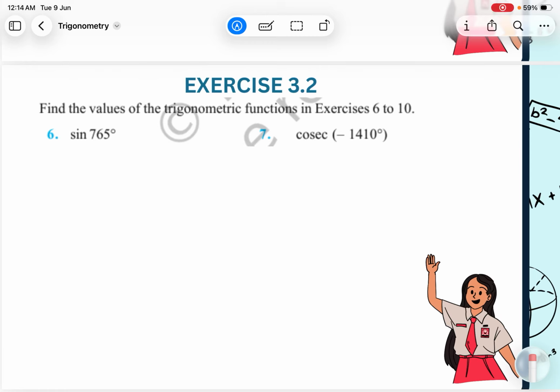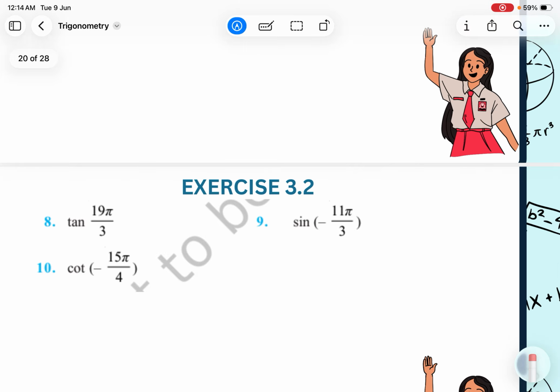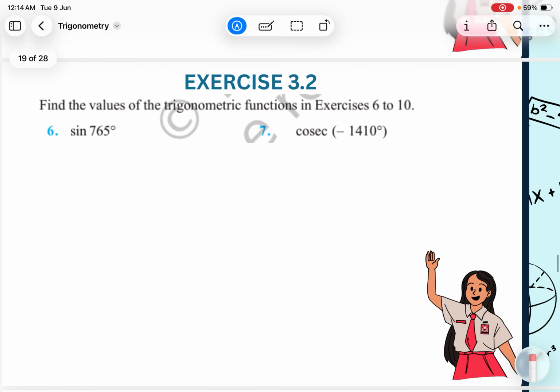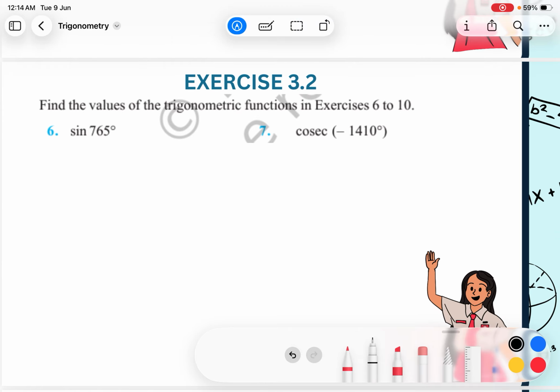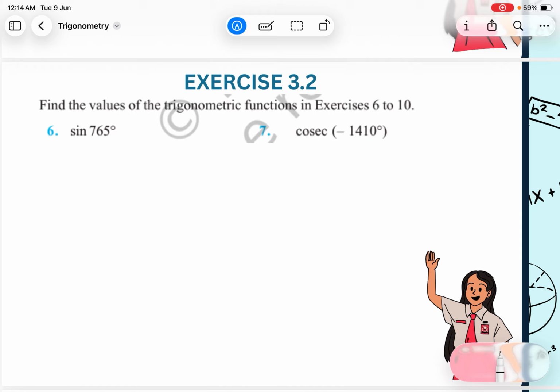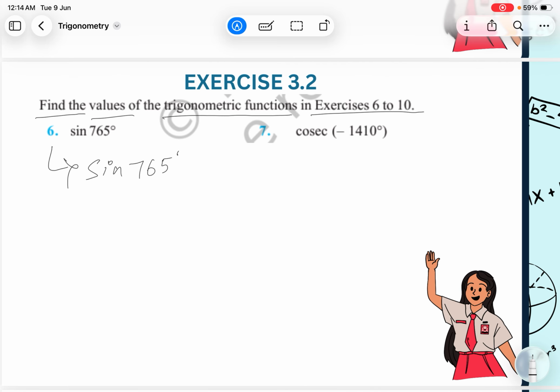Hello everyone, welcome back to the third video on the topic of trigonometry, where we are going to solve question number 6 to question number 10. Let's attempt this question and see how we can solve it. It says find the value of the trigonometric function in exercises 6 to 10. So we have to find the value of sine 765 degree.